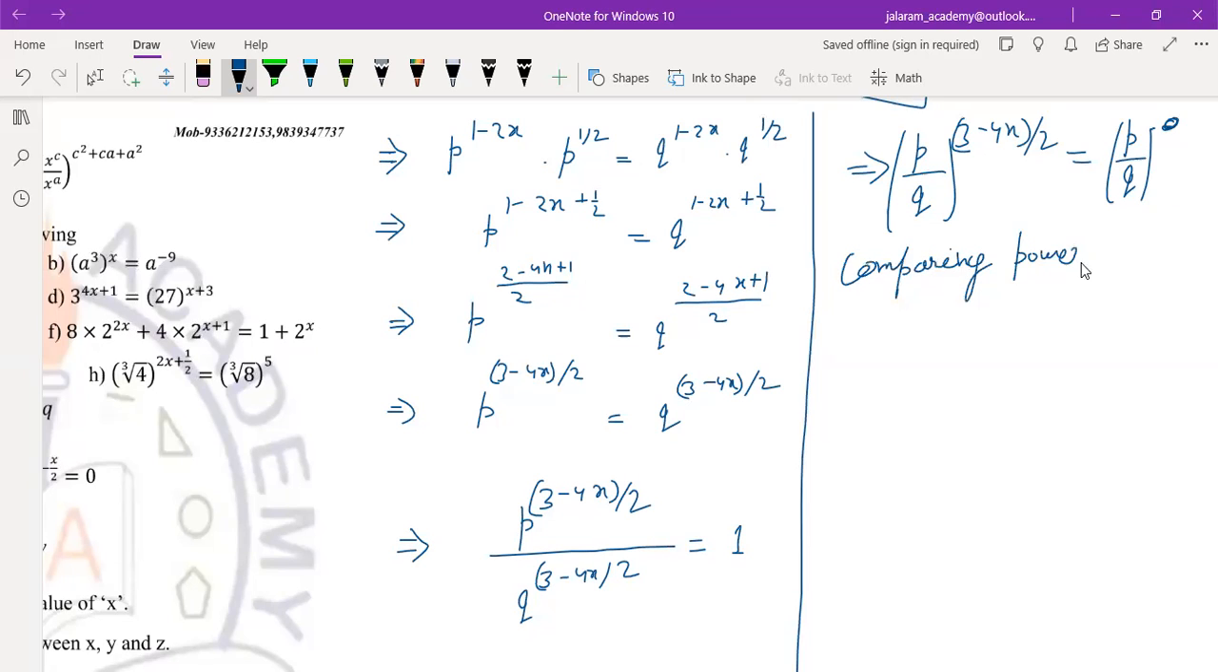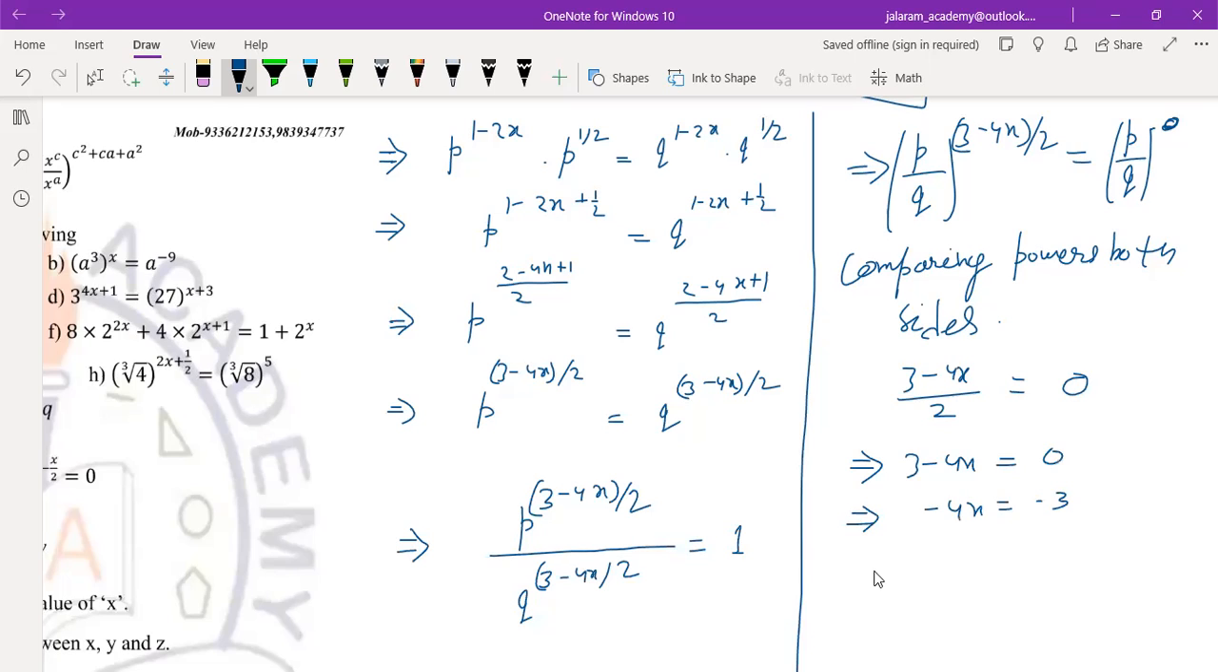So comparing powers, both sides, what do we get? 3 minus 4x upon 2 equals to 0. It implies 3 minus 4x equals to 2 into 0, that is 0. It implies minus 4x equals to minus 3. It implies x equals to minus 3 upon minus 4. It implies x equals to 3 by 4. Is that clear to everyone? Yes, sir. Good.